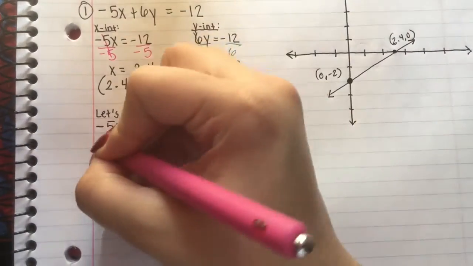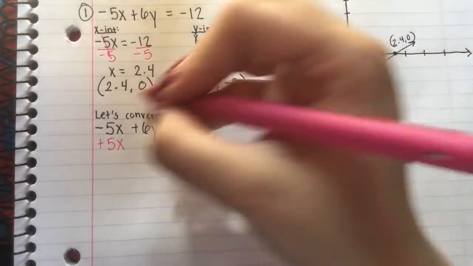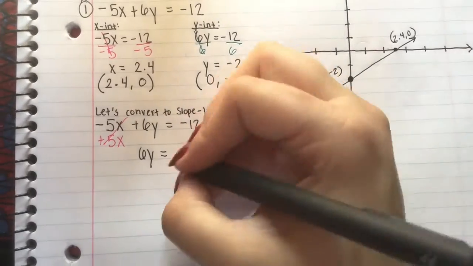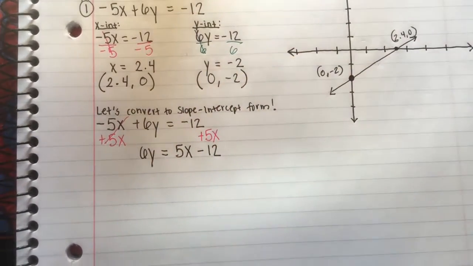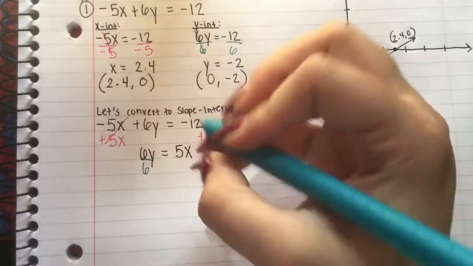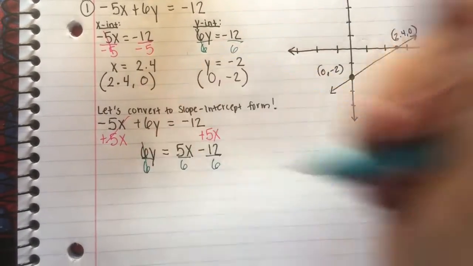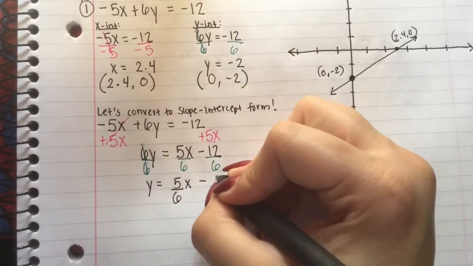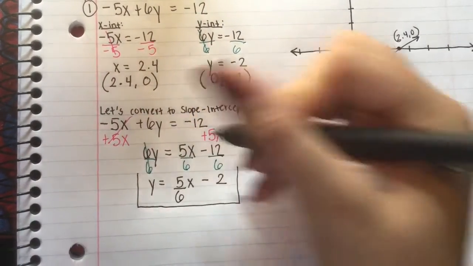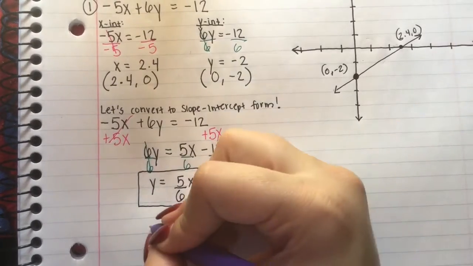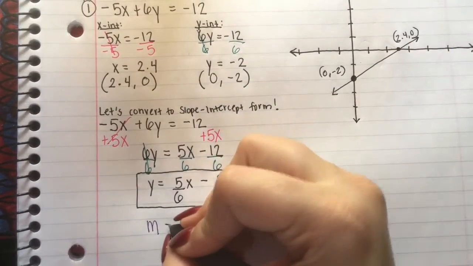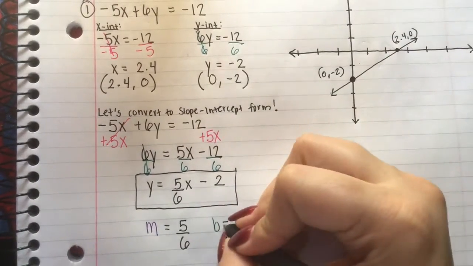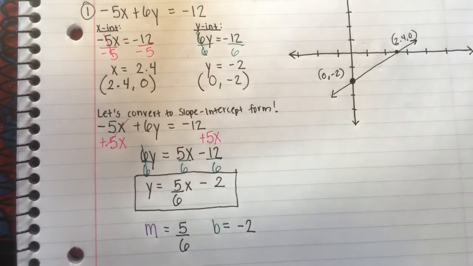Let's go ahead and convert this to slope-intercept form. I want to get y by itself, so I'm going to go ahead and add that 5x to the other side, which will leave me with 6y equals 5x minus 12. I put the 5x first because remember, I want this to look like mx plus b. I can divide by 6 on every single piece, which will leave me with y equals 5/6 x minus 2. Notice how my slope is 5/6, the number in front of x, and my y-intercept should match that work that I did before, 0, negative 2.